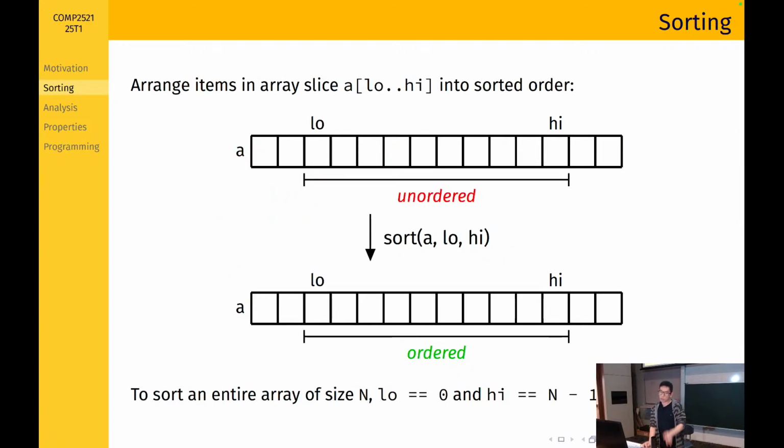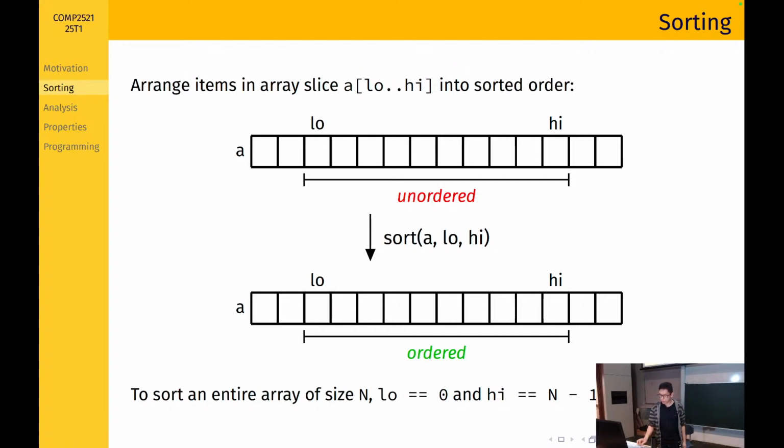Cool. And the view of sorting that we're going to take in this lecture is that we're going to be sorting the array between two indices, between low and high. Low is the index of the leftmost item that we want to sort, and high is the index of the rightmost item that we want to sort. If you want to sort the entire array, then low would be 0 and high would be n minus 1, where n is the size of the array.